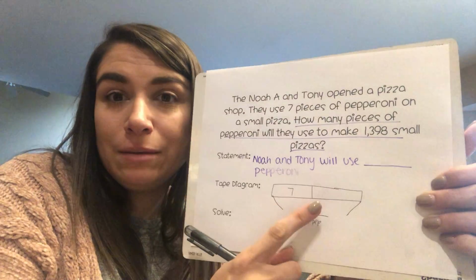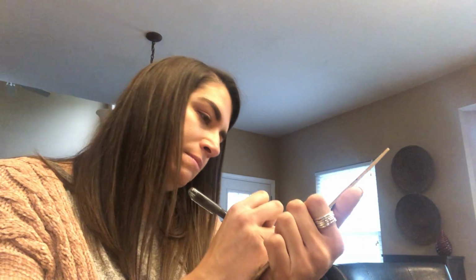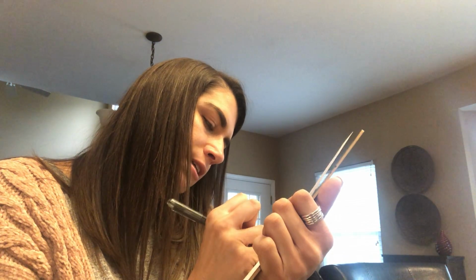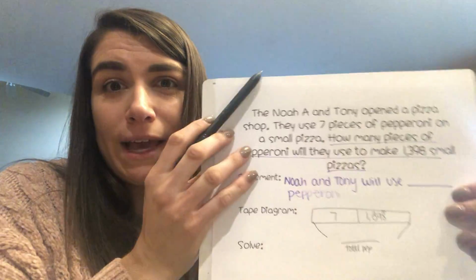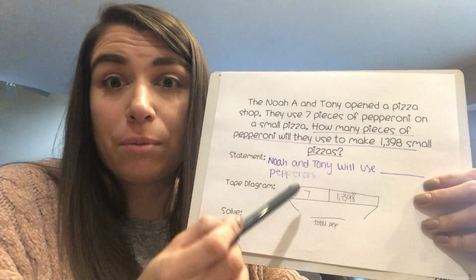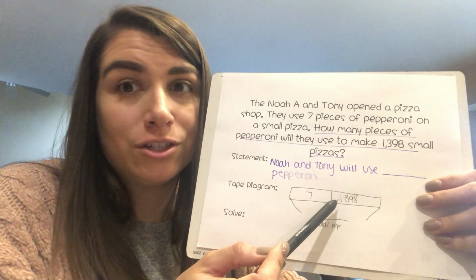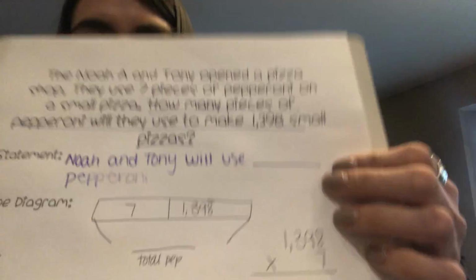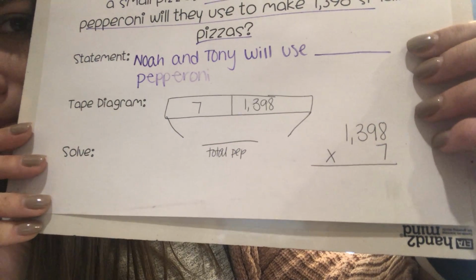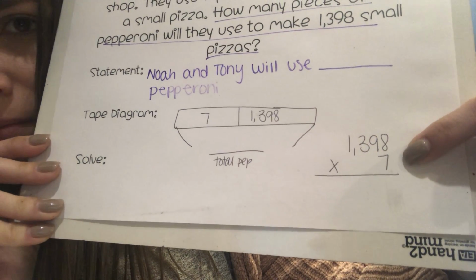And then we need to know how many pizzas are they trying to make. So they're trying to make 1,398. So just like in addition and subtraction, part for addition, I add, and part for multiplication and division, I multiply. So I'm going to multiply 1,398 times 7. So I'm going to go ahead and write that down. Like that. So you should have gotten that so far. So that's where I'm going to solve right there.